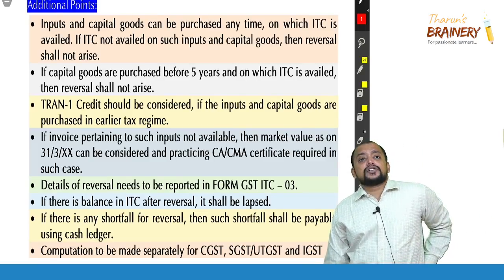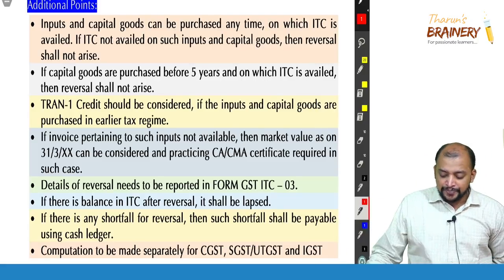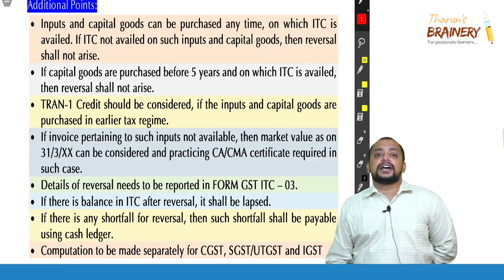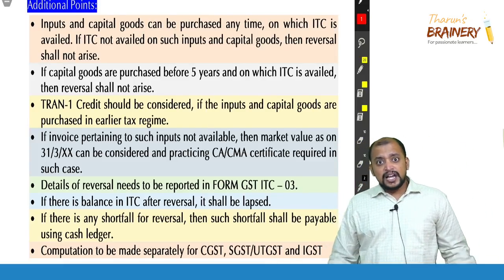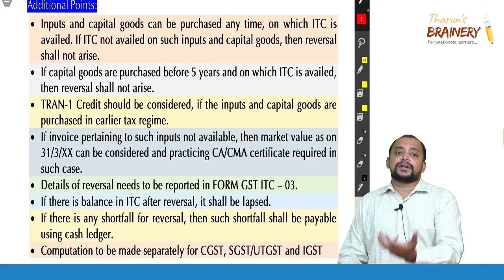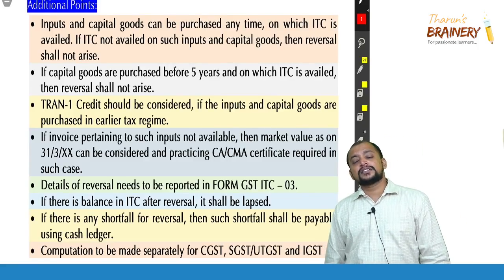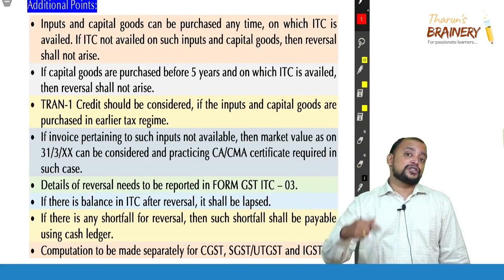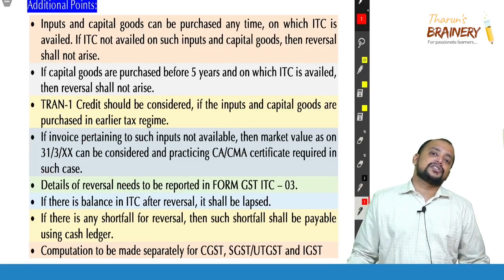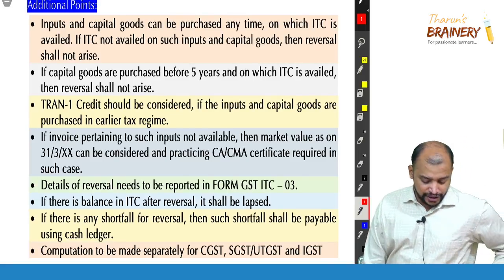Suppose the invoice is not available, then in that case the market value as on the date should be considered, and that should be certified by a practicing CA or CMA. That is, say we purchased some inputs and capital goods and we need to reverse the ITC pertaining to that. We don't have the invoice, so we don't know the invoice value. In that case, as on which date? As on the date of the closing stock, you should take the market value and calculate the GST, and that market value should be duly certified by a chartered accountant or a cost accountant.